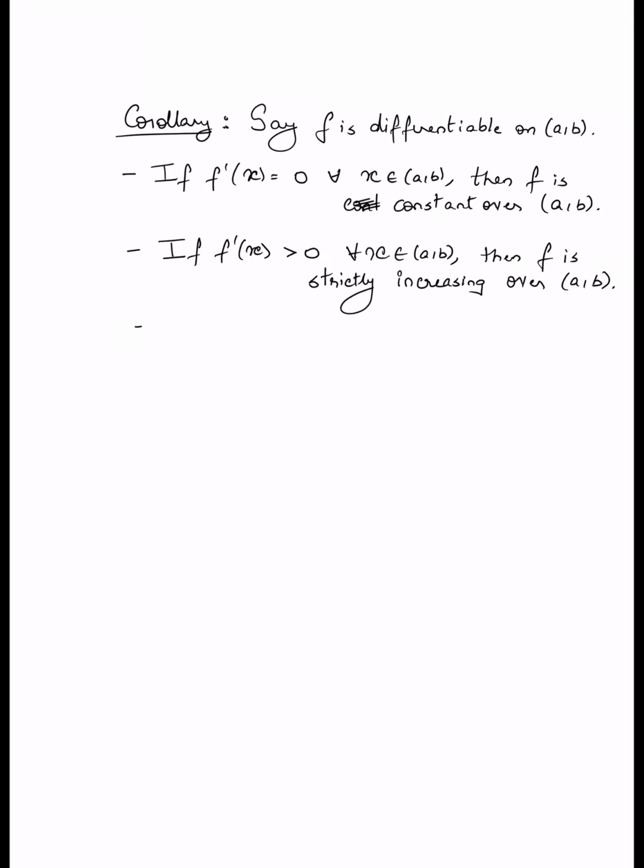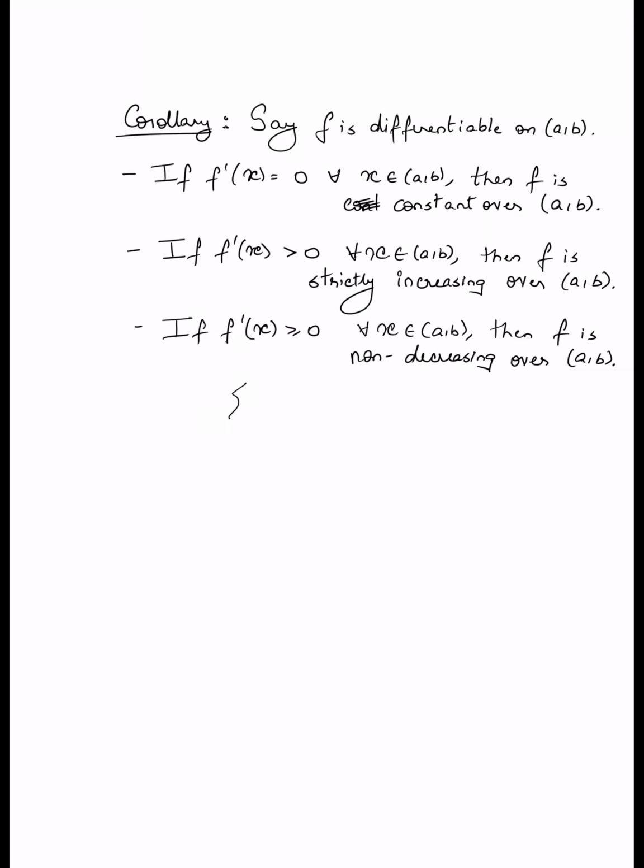Okay, and then finally we can do a relaxed version of this. If the derivative is non-negative for all x in (a, b), then f is increasing. More precisely, I can say that f is non-decreasing over the interval (a, b), right? And all of these are in fact trivial consequences of the mean value theorem.